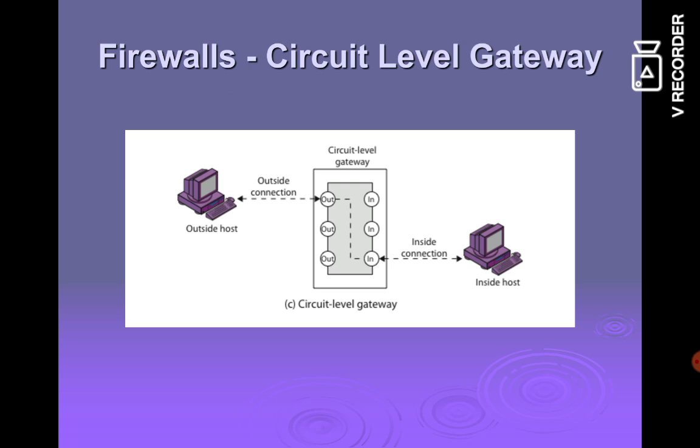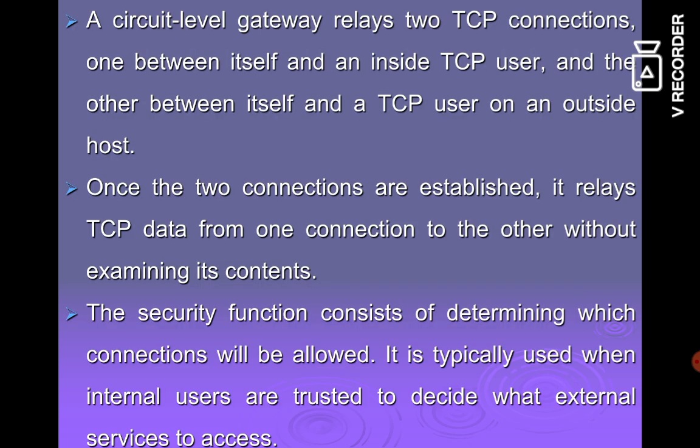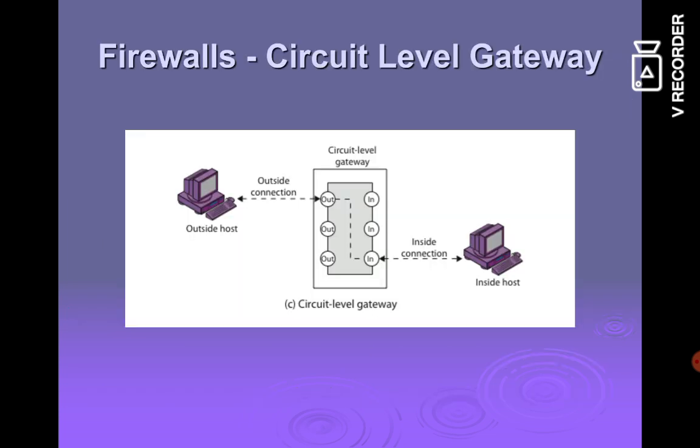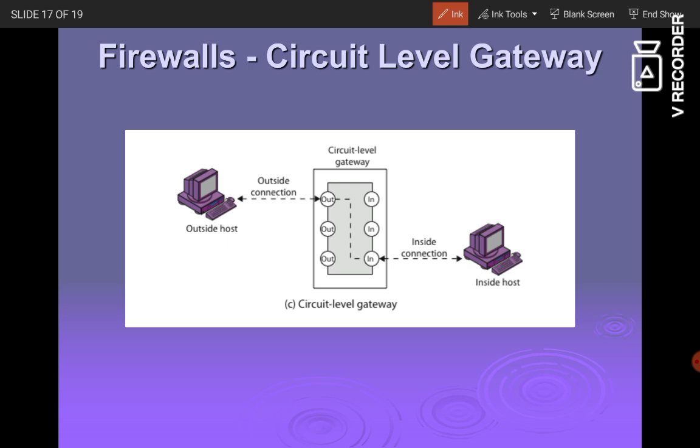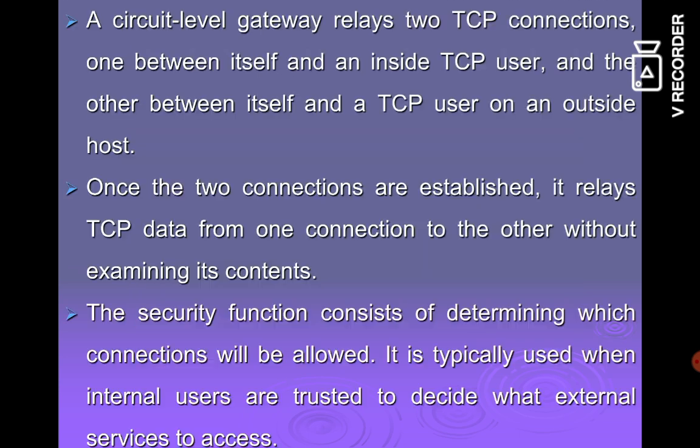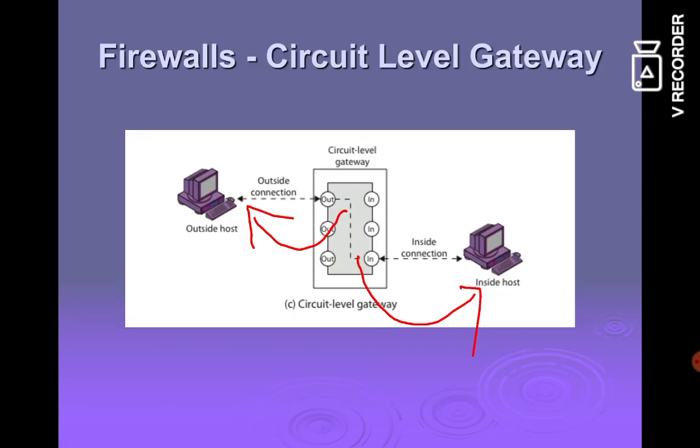And the third type of firewall is circuit level gateway. Here circuit level gateway acts as an intermediate between the outside host and inside host. Circuit level gateway relays two TCP connections, one between circuit level gateway and the inside host, and the other between circuit level gateway and the outside host. Once the two connections are established, it relays the TCP data from one connection to the other without examining the packet content. So we are determining whether establishing a connection between the outside host and the inside host is safe or not.